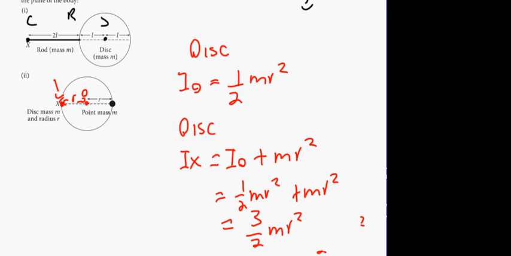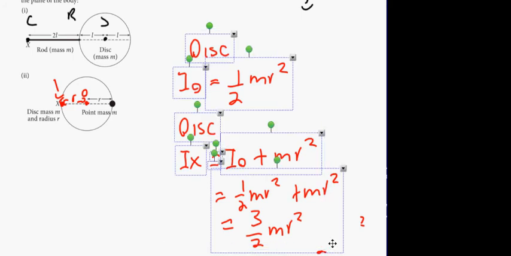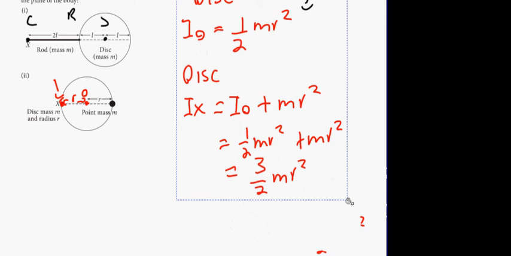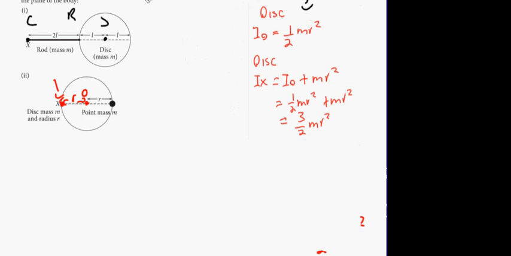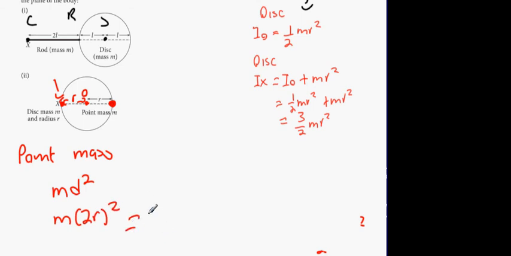Okay. Now that that's done, what's going to happen next is we now have to include the point mass. The point mass is always m times its distance away from whatever axis you're talking about. We're talking about axis x, aren't we? So it's going to be m times 2r squared, which is going to give us 4mr squared. And this is the point mass.